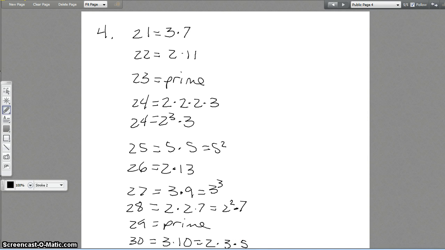So that's how you work out number 4, which is just like number 9 in the homework. In number 9, you have to do this same thing for the numbers 41 to 50. So if it's a prime number, you write prime. If it isn't a prime, you need to break it down into its prime factors.